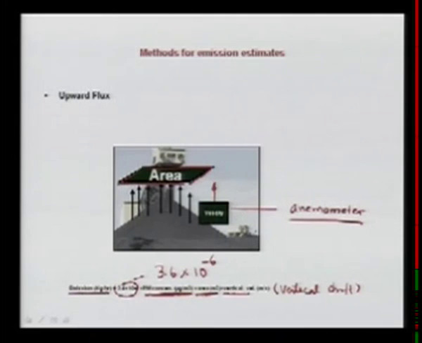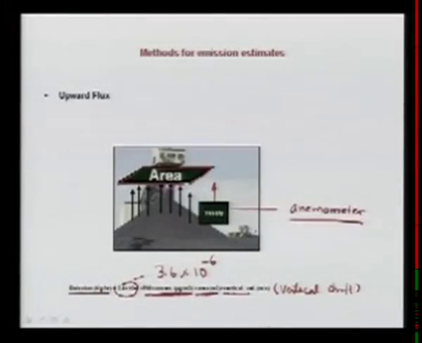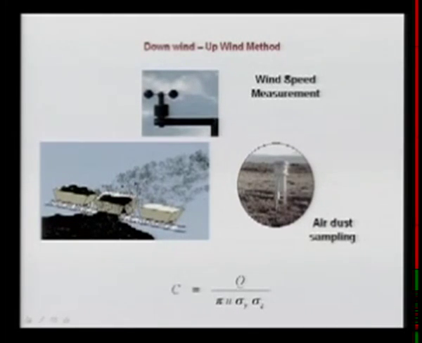Wherever you are discharging the pollutant from the top, or a confined area where the pollution is likely to rise, you can use this particular method, and it is frequently used together with another method, the downwind-upwind method, which I described in my earlier slide.